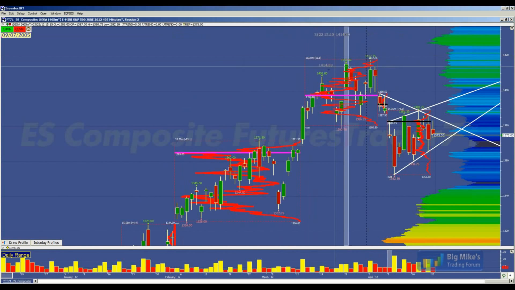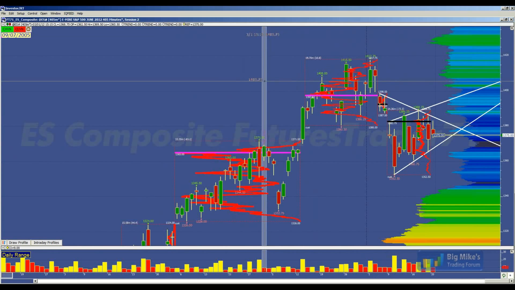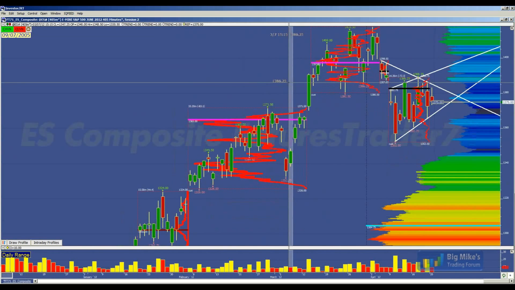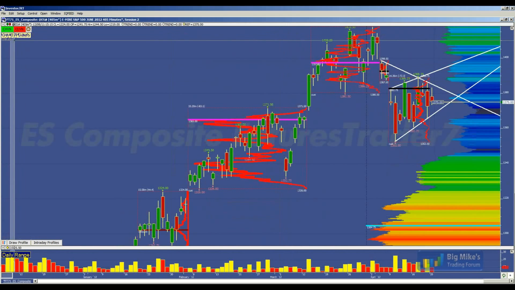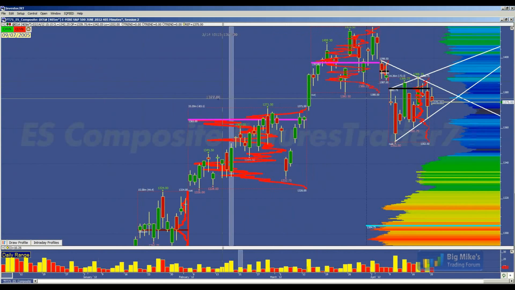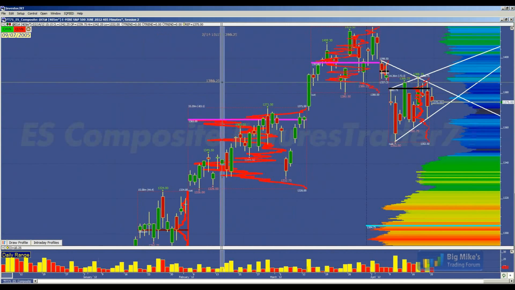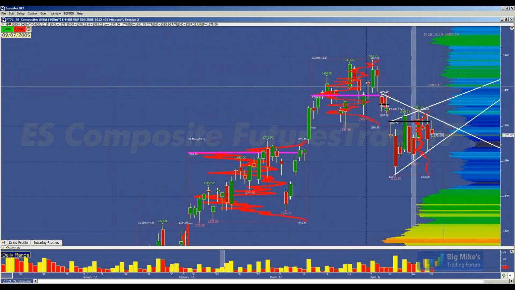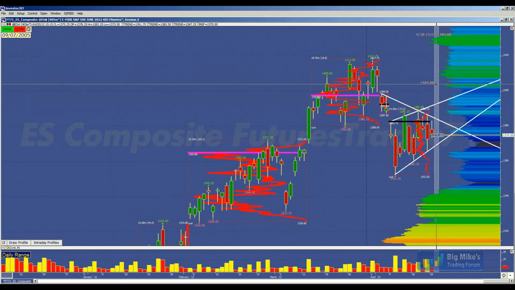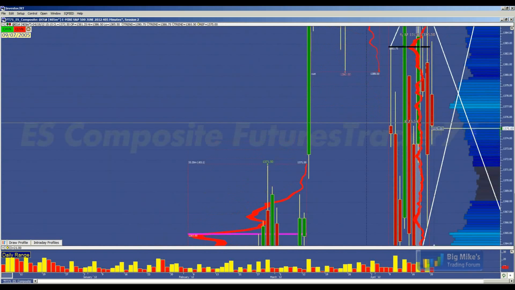So what this chart is, it's called the composite. I call it the composite because it puts together all of the information that's occurred since the date shown here on the top left corner. This chart is going back to September 7th of 2005. The volume that you see on the right, this colorful rainbow colored ribbon, is every contract that has traded at those prices, and I'll zoom in so you can see it.